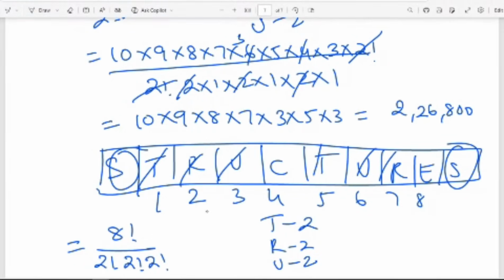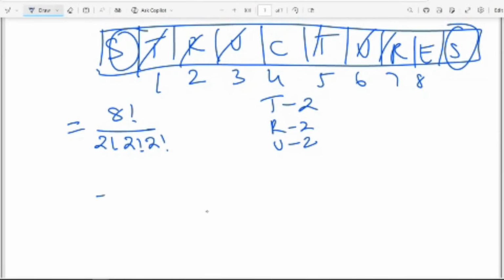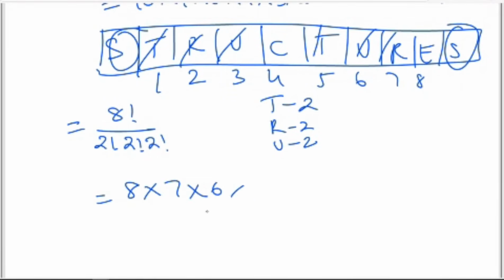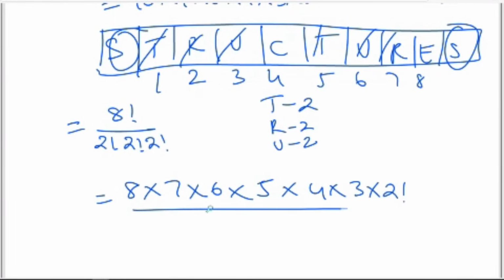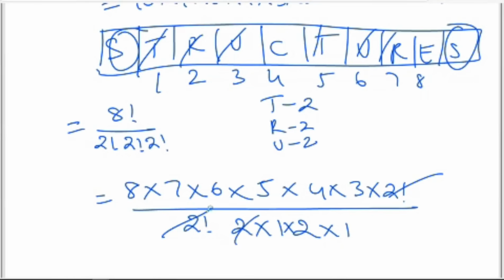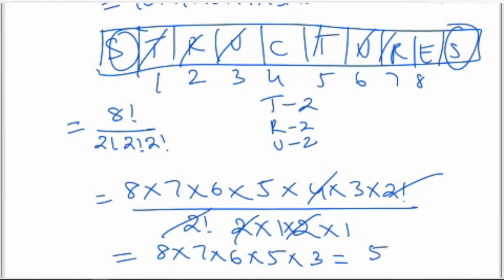If you simplify, 8 factorial can be written as 8 into 7 into 6 into 5 into 4 into 3 into 2 factorial divided by 2 factorial, and the remaining 2s we expand as 2 into 1, 2 into 1. If you cancel this factorial, and 2 twos are 4, the 4 will get cancelled. So the remaining will be 8 into 7 into 6 into 5 into 3. When you multiply this, we get 5040 as the answer, where the starting and ending letter is S and the remaining is calculated.